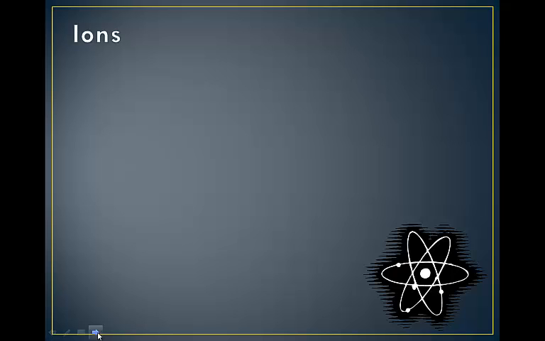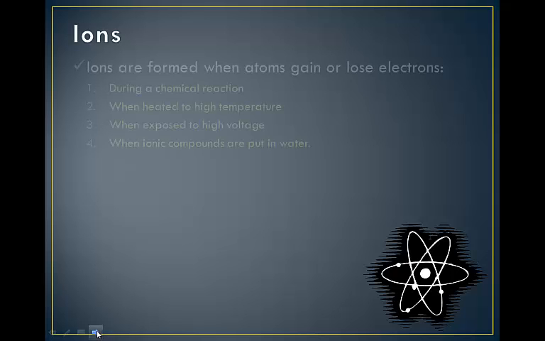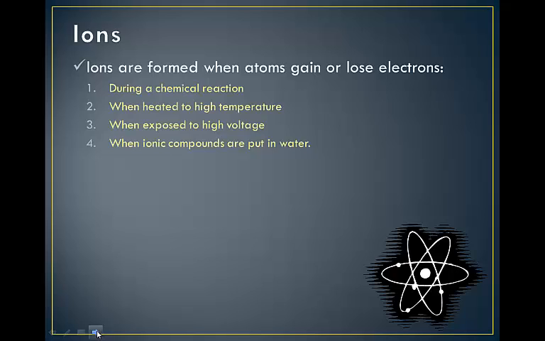Now, we've only referred to neutral atoms so far, where the protons and electrons had to be equal. But what you might remember from Science 10 is that electrons can actually be transferred, and in so doing, we can form ions. So ions are formed when atoms gain or lose electrons only. Because they're outside of the nucleus and not as tightly held, they can be lost.